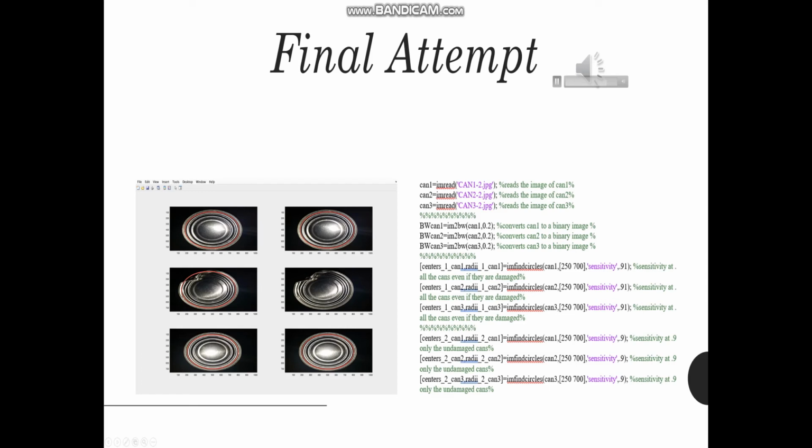So the first image was determined not damaged. The second image, since there's no circle drawn, the hue transform did not pick up a circle. Therefore, it can be concluded that the can is damaged. And then on the last image, it picked up the circle again, so that can is good.